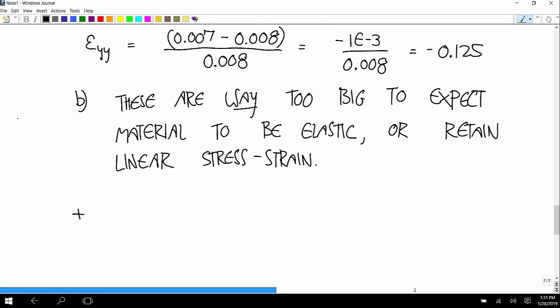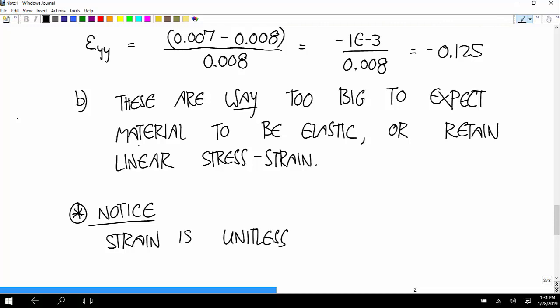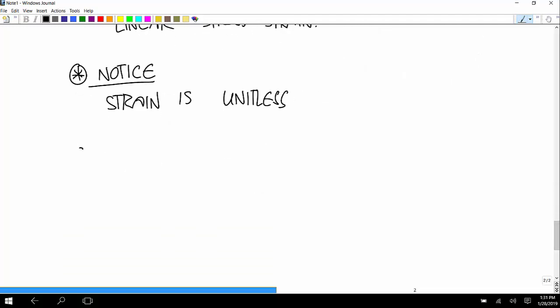And what we notice here is that strain is less. So whether you're doing your calculations in SI units or imperial units or whatever, they'll be the same. And now shear strain.